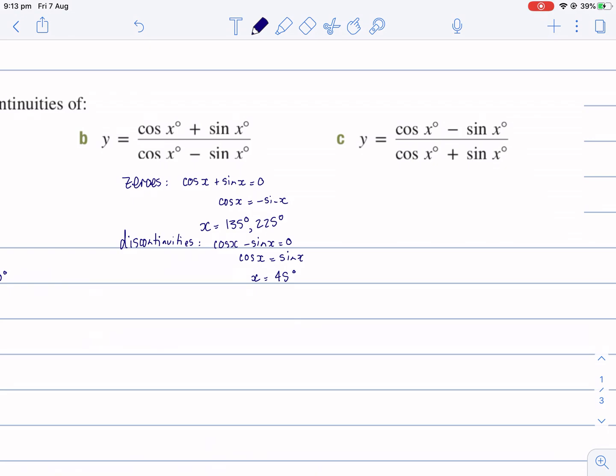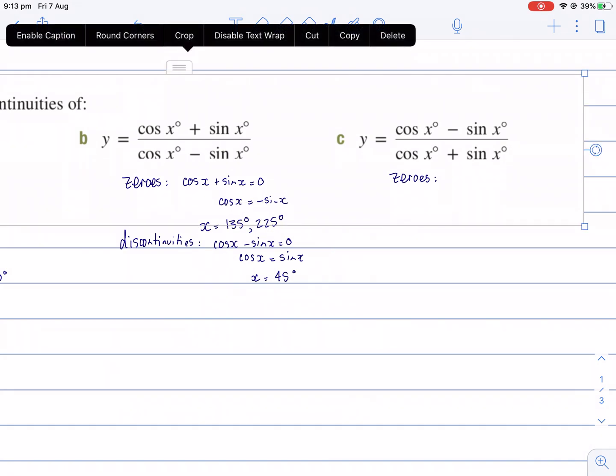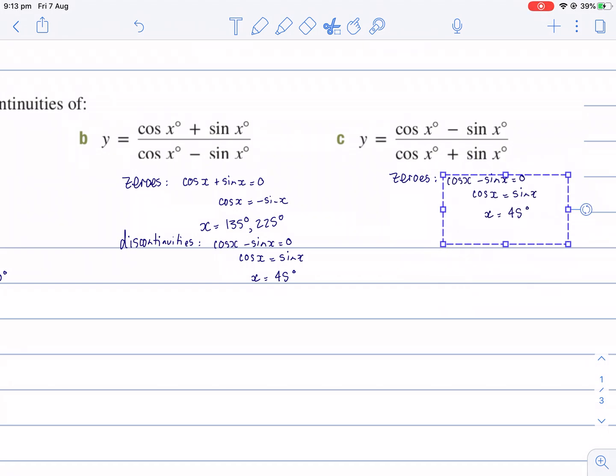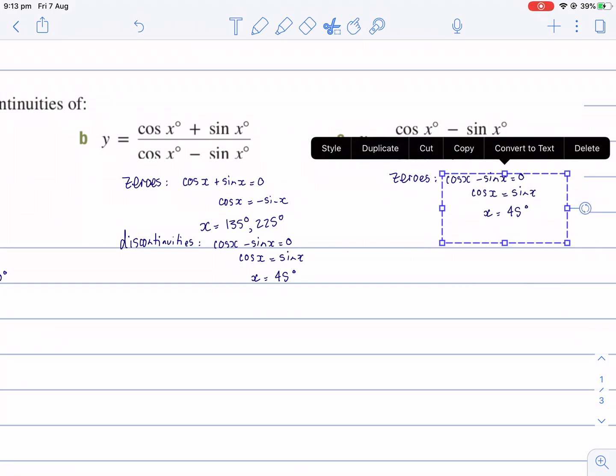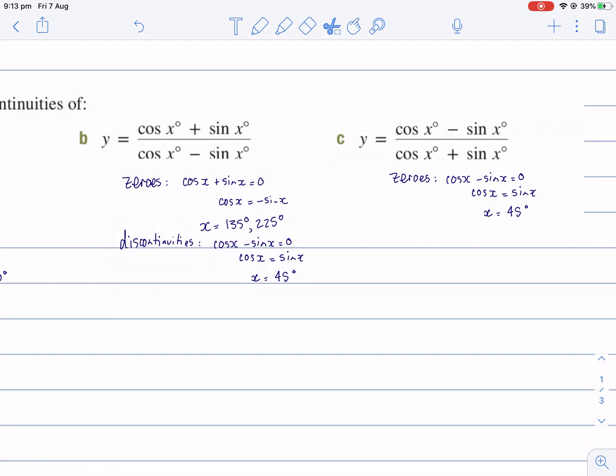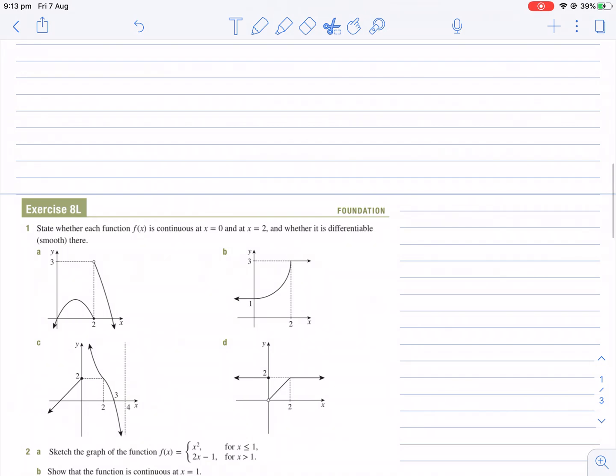This one, top line, the zeros, this is essentially the opposite of the other one. No. Can't even be bothered writing the word discontinuity. Yes, I can. There we go. On to 8L.